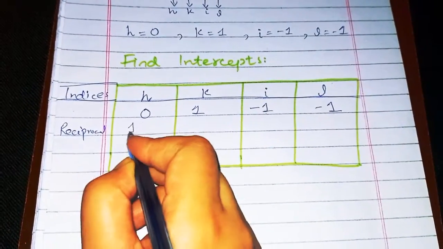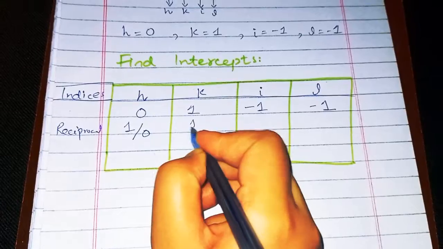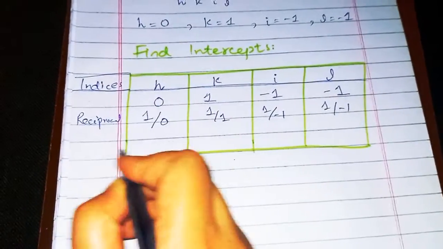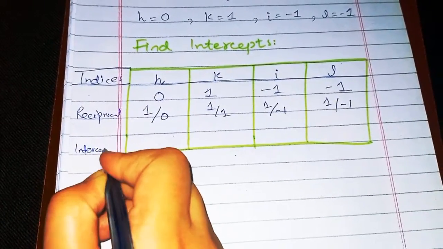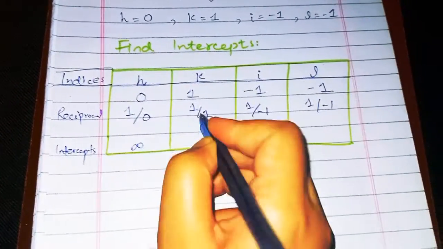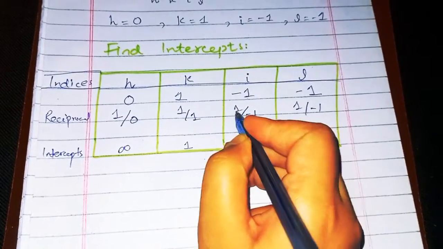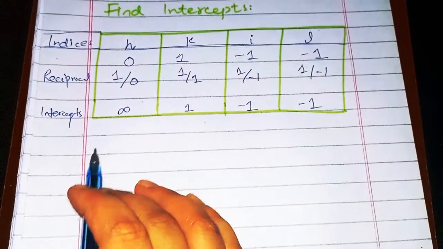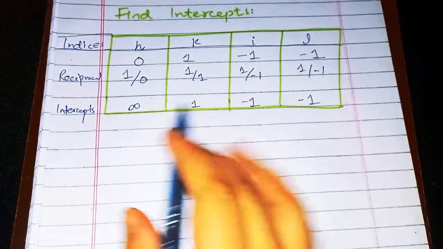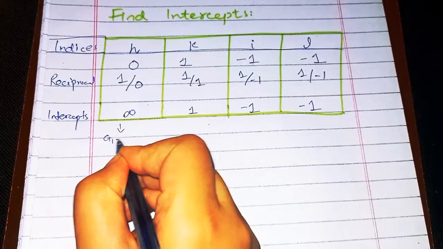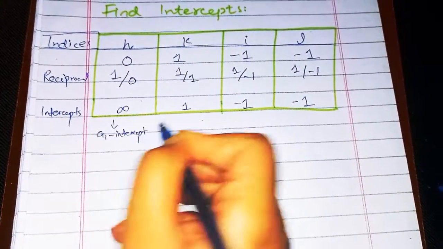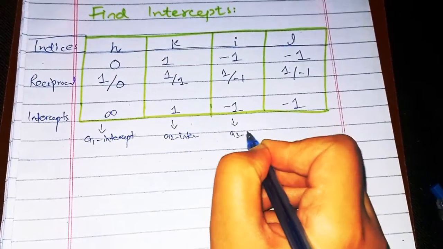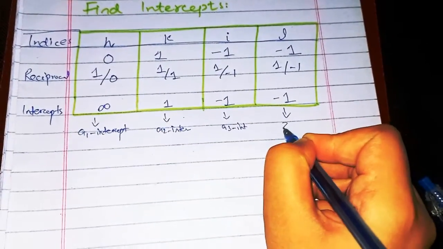So the next step is to take the reciprocal. Reciprocal means dividing 1 by the index. So 1 divided by 0, 1 by 1, 1 by -1, and 1 by -1, and we will get the intercepts at the end. So 1 by 0 is infinity, then we have 1 by 1, which is 1, 1 by -1, which is -1, 1 by -1, which is -1 as well. In this way, we have got 4 different intercepts. This is the A1 intercept, this is the A2 intercept, this is the A3 intercept, and this is the Z intercept.